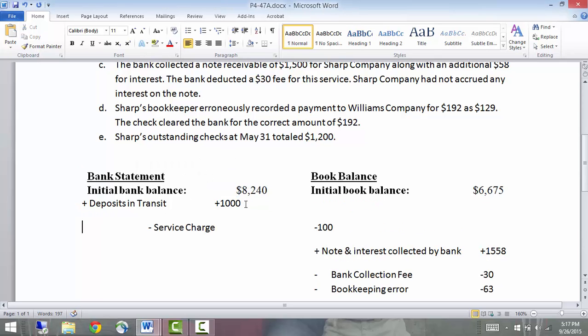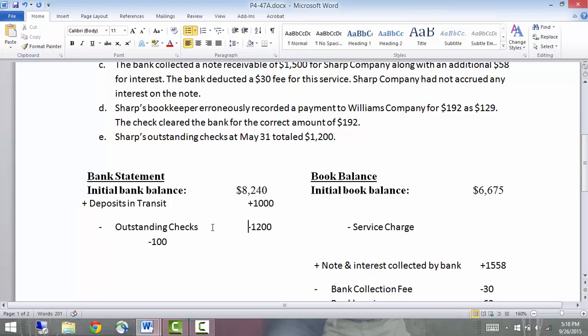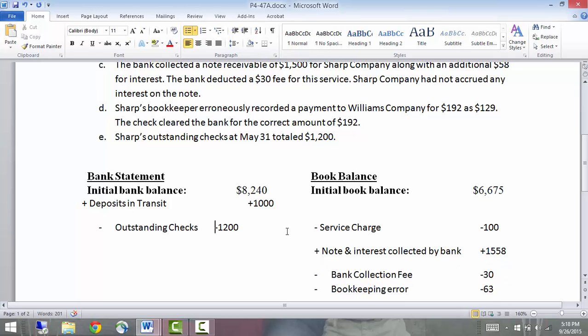So we need to go in here and we're going to subtract out outstanding checks. My lines are messed up, but hopefully you can get the idea. We're going to subtract $1,200. Okay. So these columns are a little messed up, but you can get the idea. Hopefully yours will be neater.